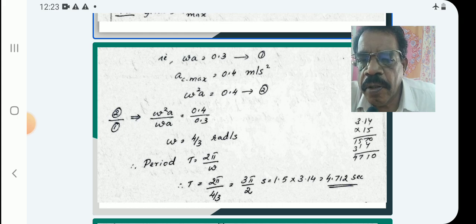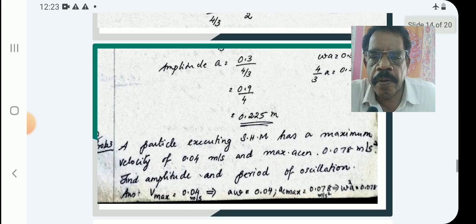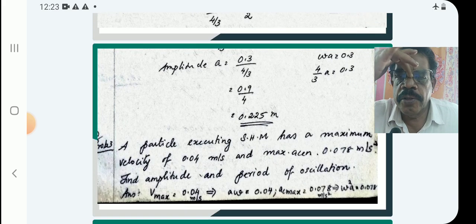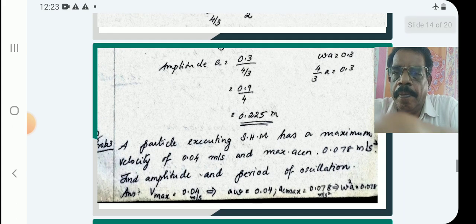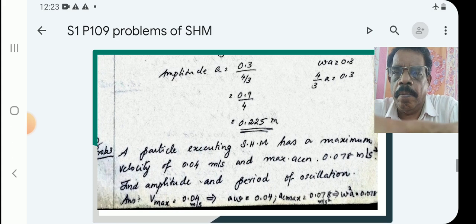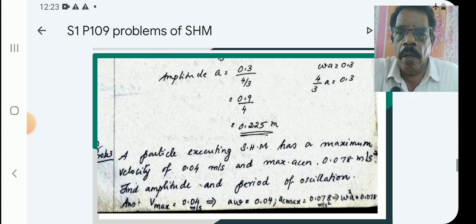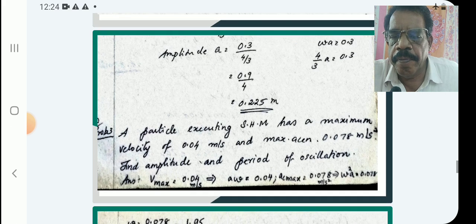That is 3 pi by 2, 1.5 into 3.14, 4.712 seconds. Amplitude A is 0.3 by 4 by 3, which is 0.9 by 4, 0.225 meter.